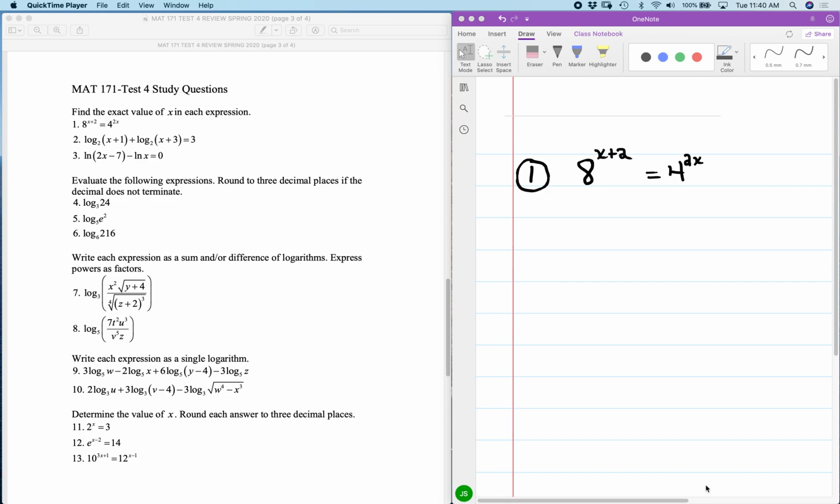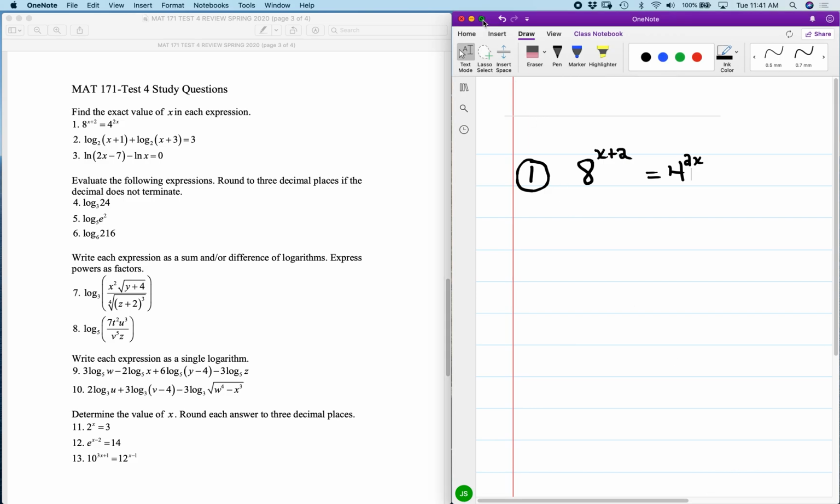Okay, for what we have in the next worksheet, test 4 review set, for problems 1 through 3, it says to find the exact value of x in each expression. For the first problem, we're solving for x when 8 to the x plus 2 is equal to 4 raised to the 2x.